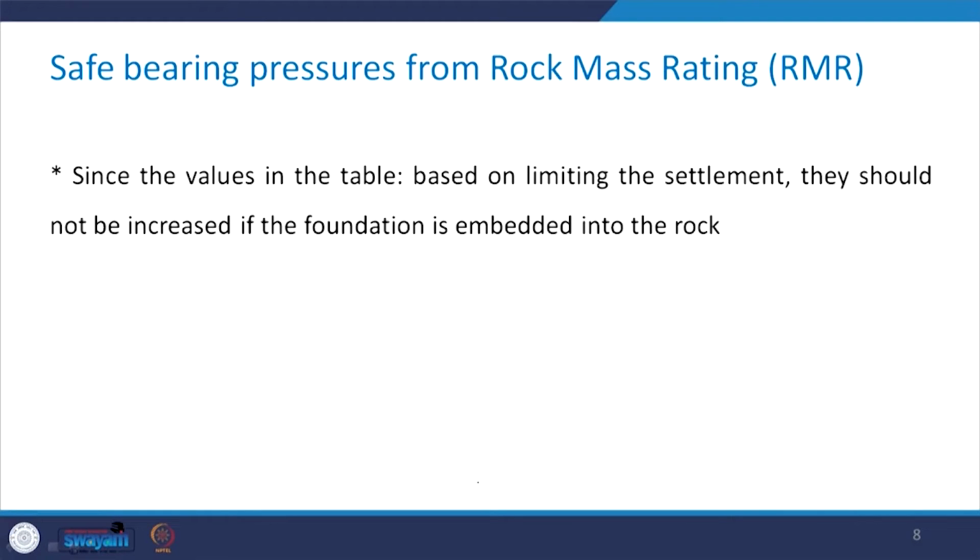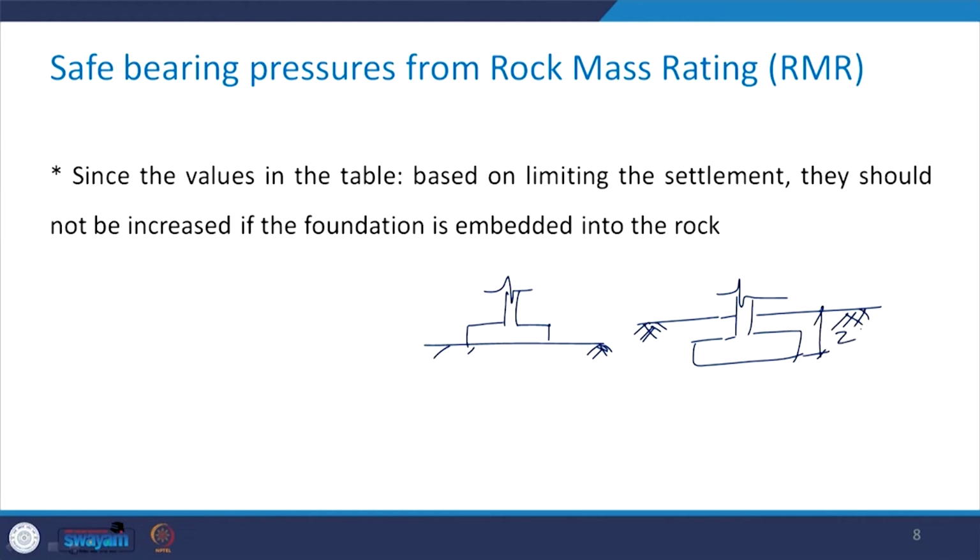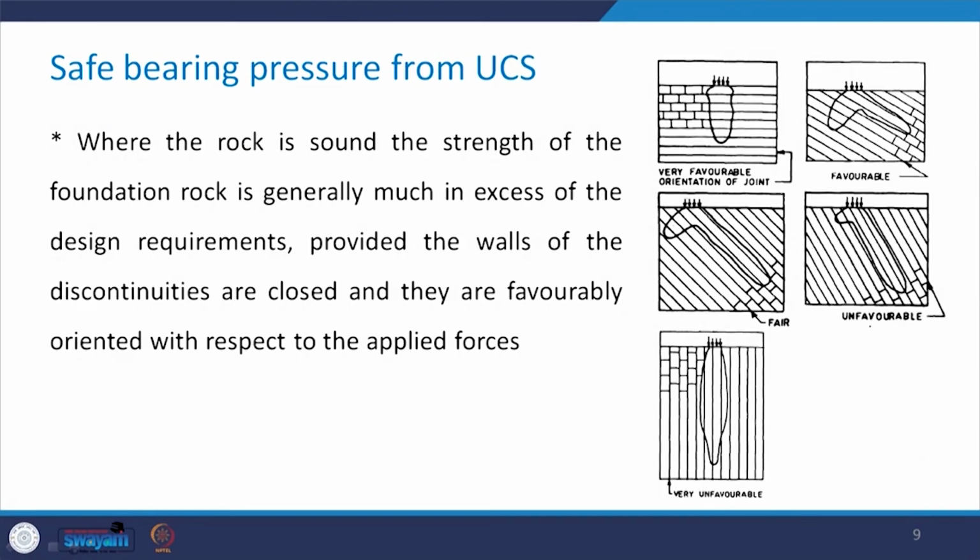Since the values in the table, as discussed, are based upon the limiting settlement, they should not be increased if the foundation is embedded into the rock. Whether it is a surface footing like this, or there is an embedment, in most cases you will never have a surface footing. So, here the embedment depth is say Z. In such a case, whatever value you obtain, you should not increase it to account for this overburden. Now, this was all about the safe bearing pressure determination from the rock mass rating.